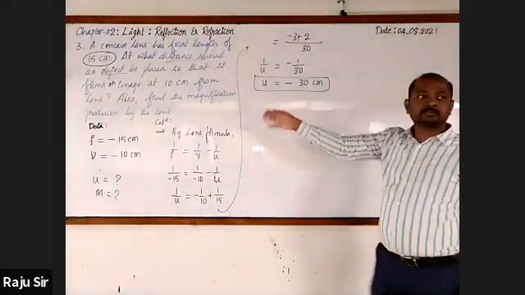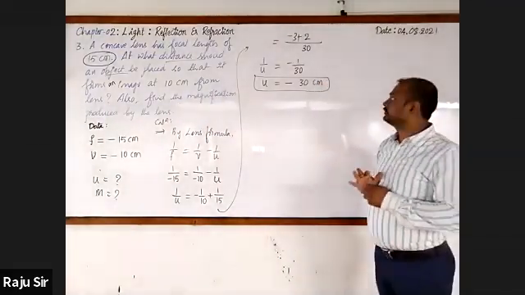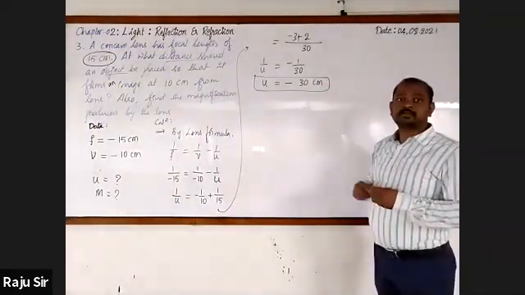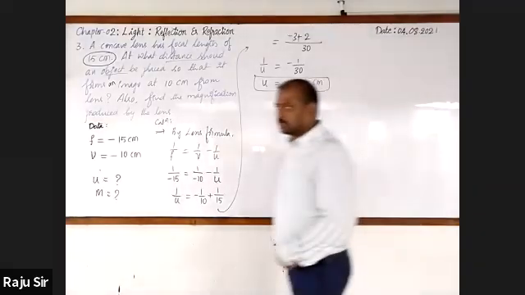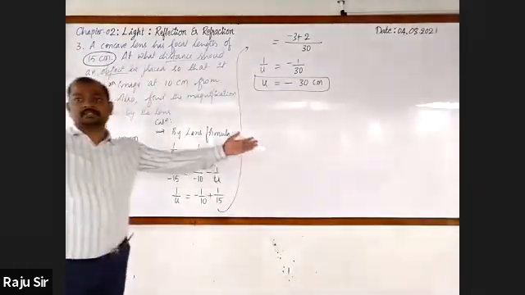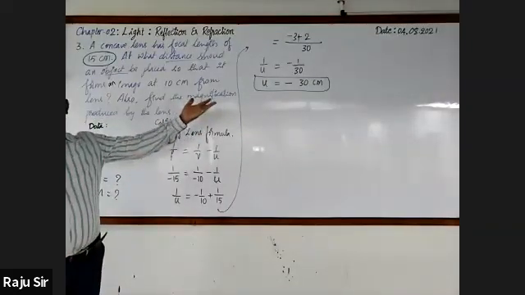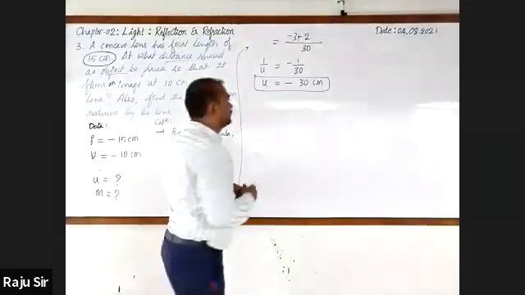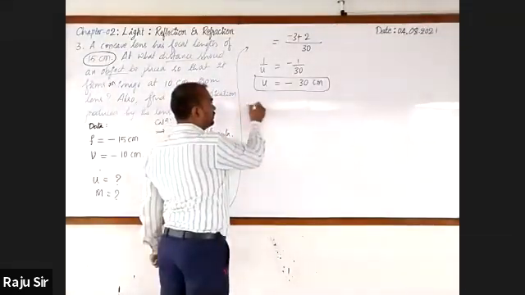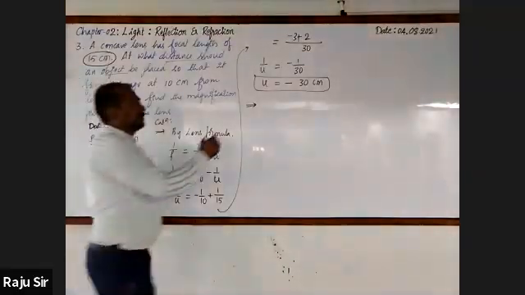At what distance should the object be placed? 30 centimeter. That's good. Then what does the negative sign indicate? The distance of the object is in the direction opposite to the light. Hence, we have taken the answer as negative. Next, we have to find out magnification.